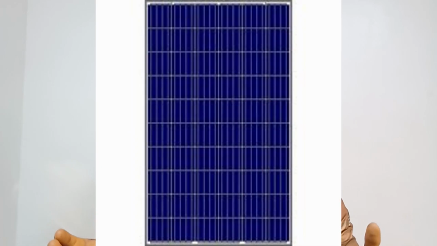Then we have the second type of solar panel, which is the polycrystalline solar panel. Polycrystalline solar panels are made from multiple crystals of silicon. They are slightly less efficient than monocrystalline solar panels. They have between 15 to 18% efficiency. They are blue in color.